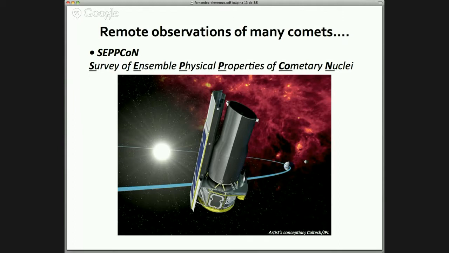So we started this survey of ensemble physical properties of cometary nuclei, which we affectionately call SEPCON, with Spitzer. We decided we wanted to pick a large fraction of the known comet population at the time. The data we took for this was in 2006 and 2007, so the number of known comets is now larger than back then. But we picked 100 Jupiter family comets to observe with Spitzer in a relatively unbiased, or maybe less biased, way.